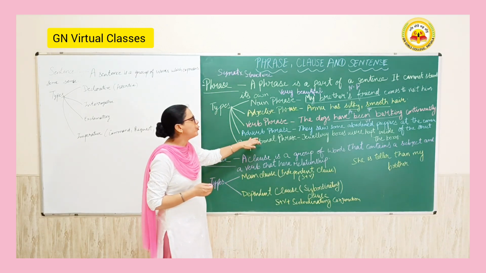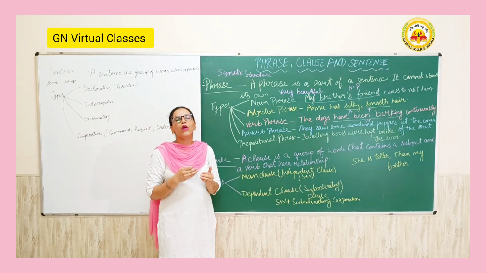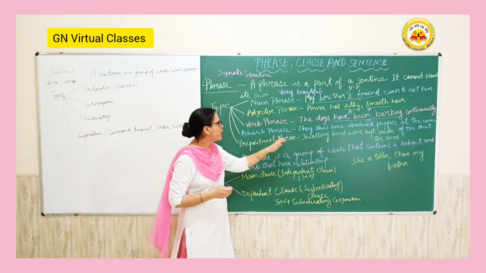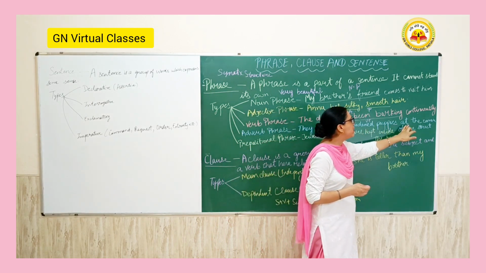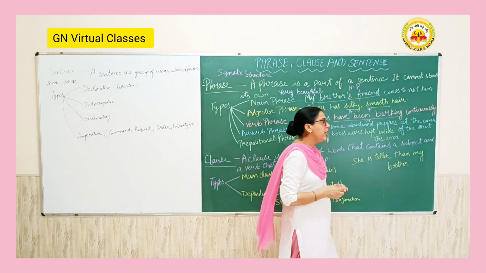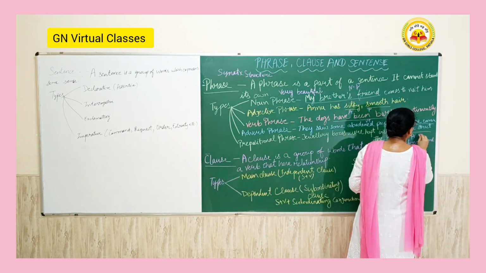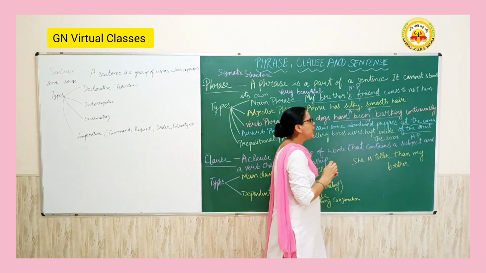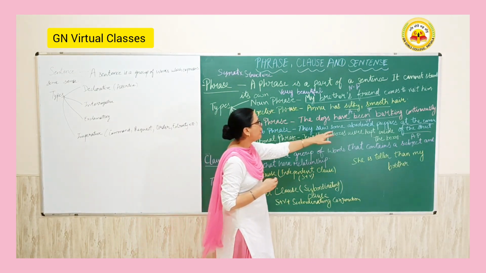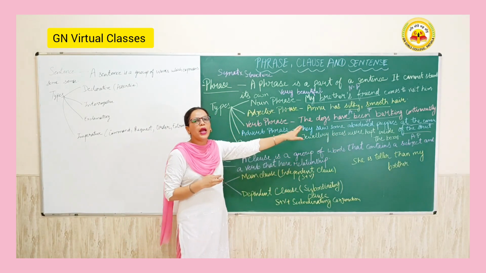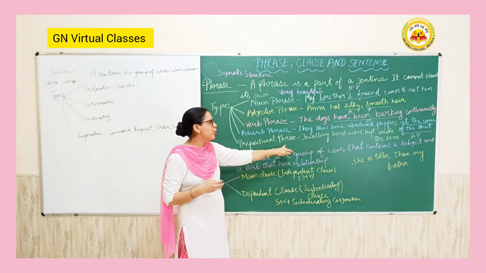Next one is adverb phrase. The words which modify the verb are called an adverb phrase. For example, they saw some abundant puppies at the corner of the street. At the corner of the street is an adverb phrase because it modifies the puppies' activity, and that is called a verb.